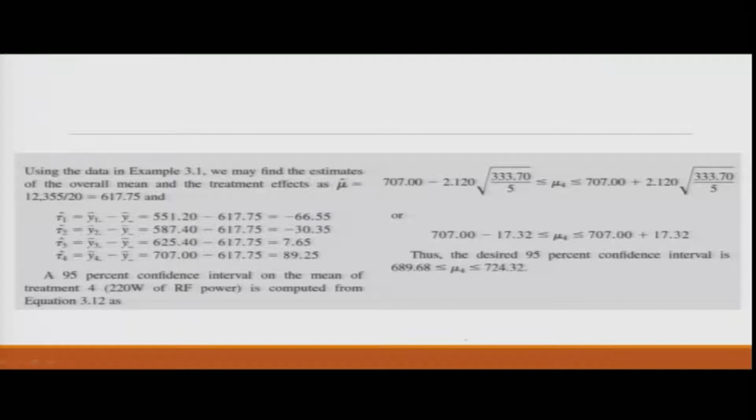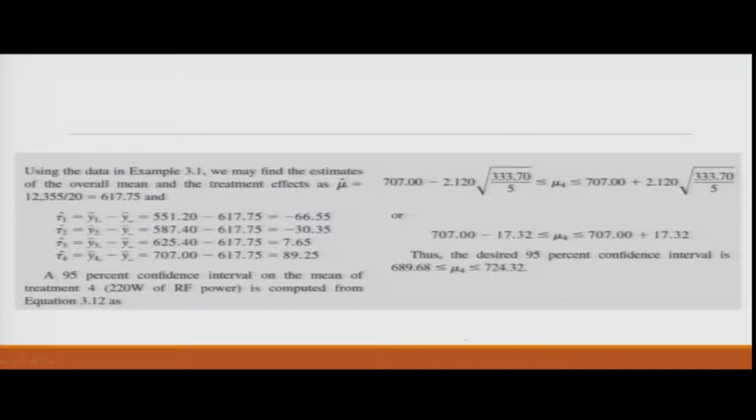So from that, if I find the tau values, tau 1, tau 2, tau 3, tau 4 with the hat, obviously, because the estimated value comes out to be minus 66 point, I won't repeat the decimal, it is minus 66, minus 30, plus 7 and plus 89.